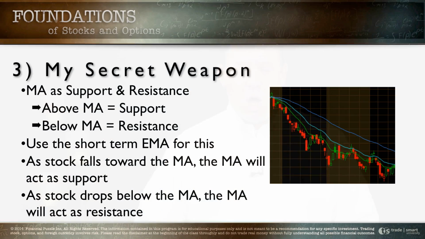Let me show you how it works. When we're above, the moving averages will tend to work as a support. And when we're below, the averages will tend to work as a resistance. So we can use our short-term exponential moving averages in a short-term trade. And as the stock moves down towards the moving average, it will act as support. And if it bounces up, well, obviously that support was holding. Now, if the stock drops below the moving average, the average will flip over and it will start to act as a resistance. Let me show you a couple of examples.